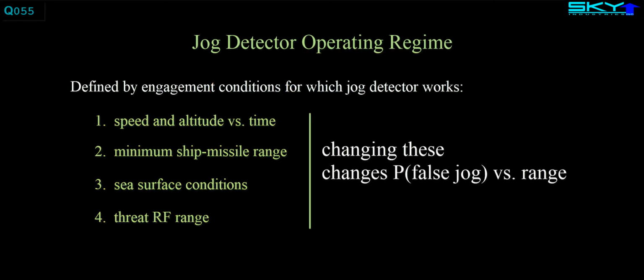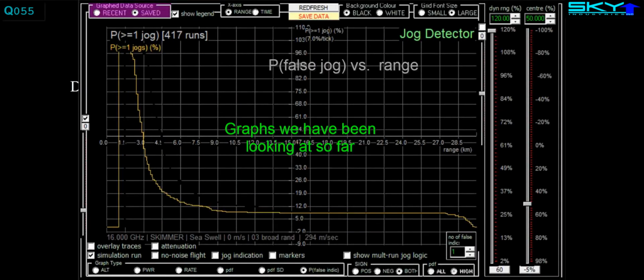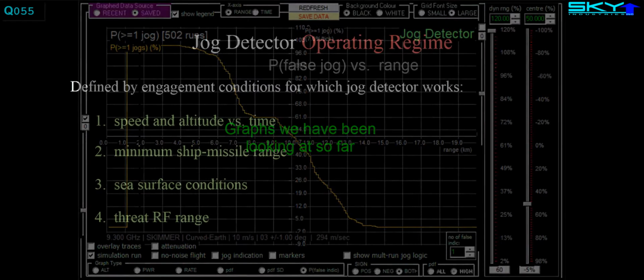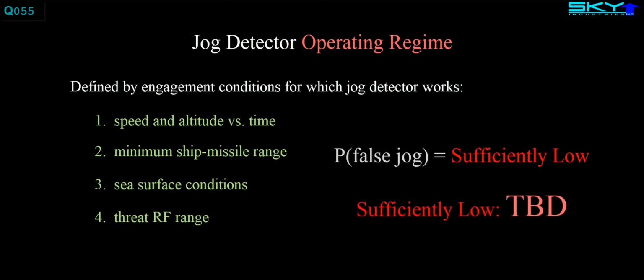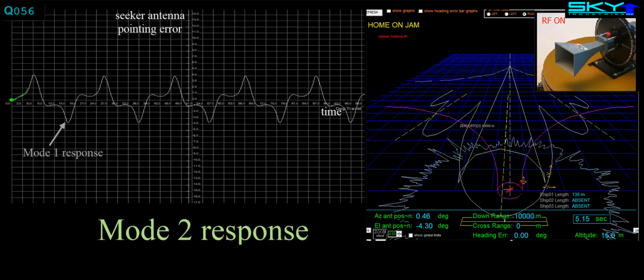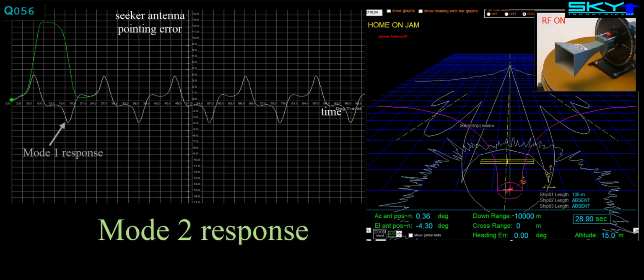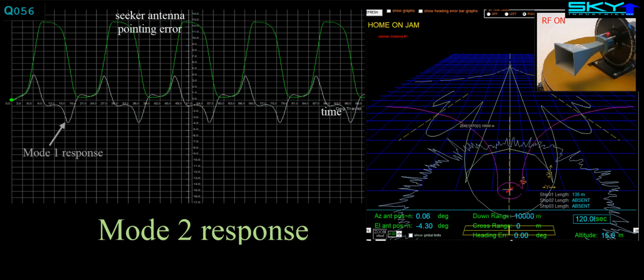Now, wiggling any or all of these parameters can change the graph of probability of false jog indication versus missile range, which is these graphs we've been looking at up till now. The operating regime is the combination of these four parameters for which the probability of false jog indication is sufficiently low, where sufficiently low means, well, we have to define that yet. In the case of cross-pole jamming, the same analysis needs to be applied to mode 2 and mode 3 angle responses if the jog detector needs to discriminate between these three angle response modes. And here is an illustration of the situation with mode 2 angle response, which is quite different from mode 1.